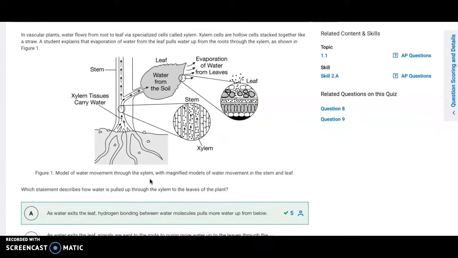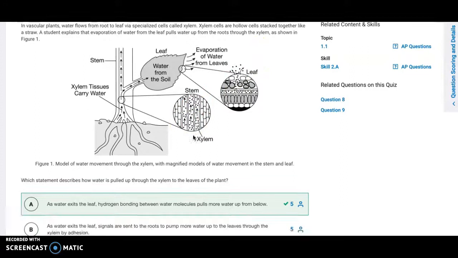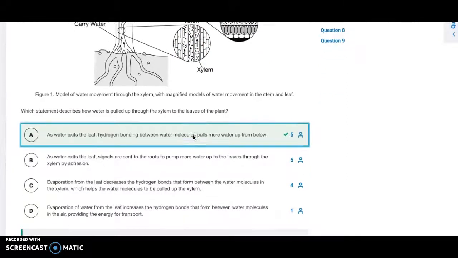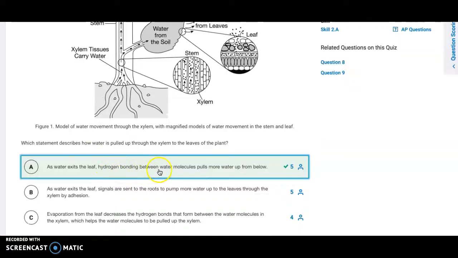So what is happening here? Well, the water is attracted to the water. So as the water leaves the leaf, it's going to be pulling on the water underneath it. Okay? Water doesn't push on other water, it pulls on other water. So the correct answer is that as water exits the leaf, hydrogen bonding between water molecules pulls water up from below.